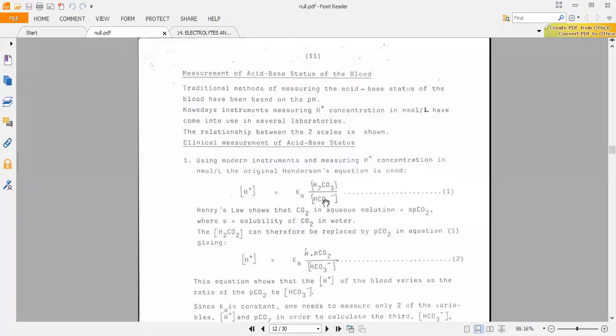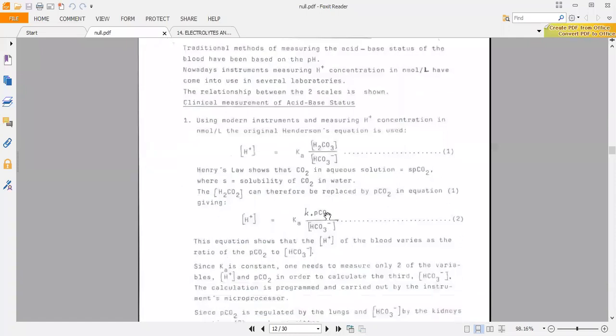So if I'm writing it in pH form, the salt becomes the numerator. But if I'm writing it in concentration form, the acid becomes the numerator. I'm sure you are okay with this. This is just mathematics. So the concentration of the acid is equal to the Ka times the carbon dioxide over the bicarbonate.